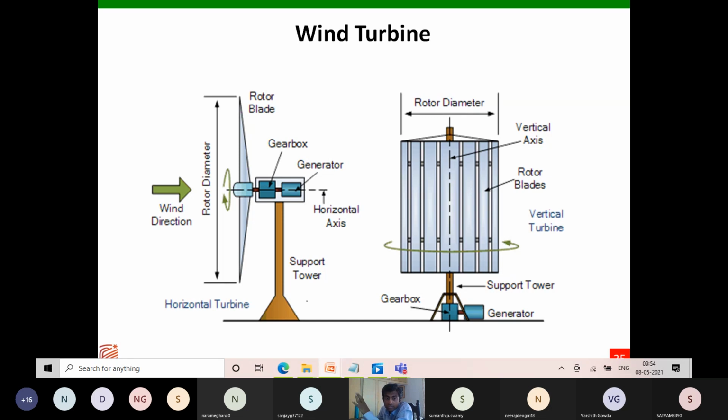The only difference between the vertical axis wind turbine and the horizontal axis wind turbine is that in the horizontal axis wind turbine, the turbine blades are rotated along the horizontal axis. In the case of the vertical axis wind turbine, the turbine blades are rotated along the vertical axis, hence it is called a vertical axis wind turbine.